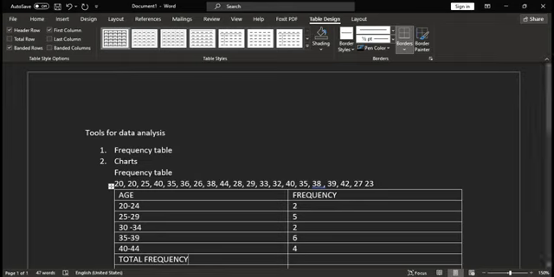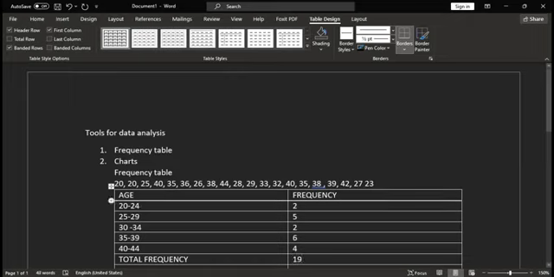A total frequency is going to be the sum of all the frequencies. We have 2 plus 4, 2 plus 5 is 7. 7 plus 2 is 9. 9 plus 6 is 15. 15 plus 4 is 19. So you're going to have a total frequency of 19.